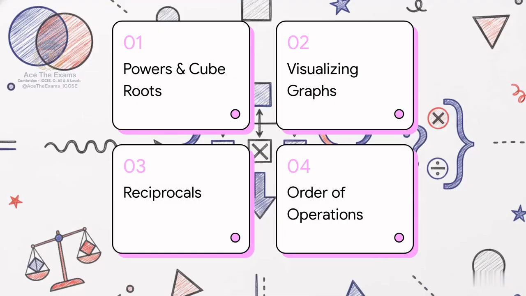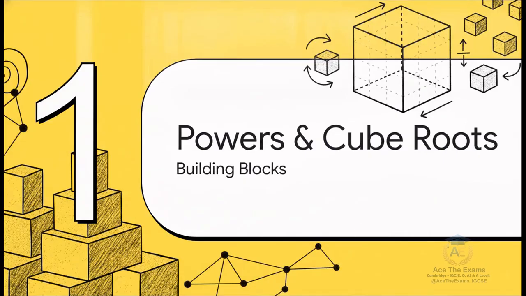So, here's our roadmap for today. First, we'll start with powers and cube roots. Then, we'll visualize things with graphs. Move on to understanding reciprocals. And finally, bring the whole shebang together with the order of operations. Let's get to it. All right, Section 1, Powers and Cube Roots, the basic building blocks of numbers.